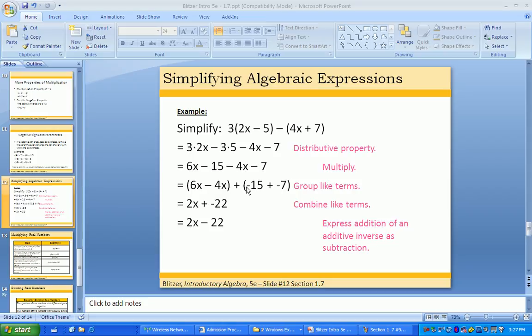Again, we chose to put a plus sign in between these two. We know that 6x minus 4x is equal to 2x, plus negative 15 plus a negative 7 makes a negative 22. So now, to make things look a little cleaner, anytime we see a plus and a negative, we can just make that into a subtraction. So simplifying one more step is going to equal 2x minus 22.